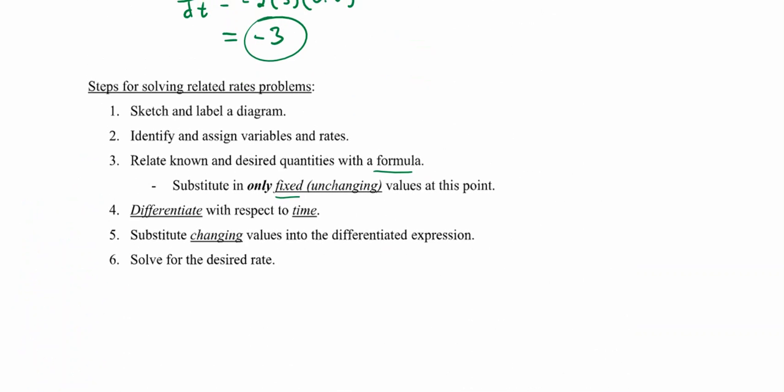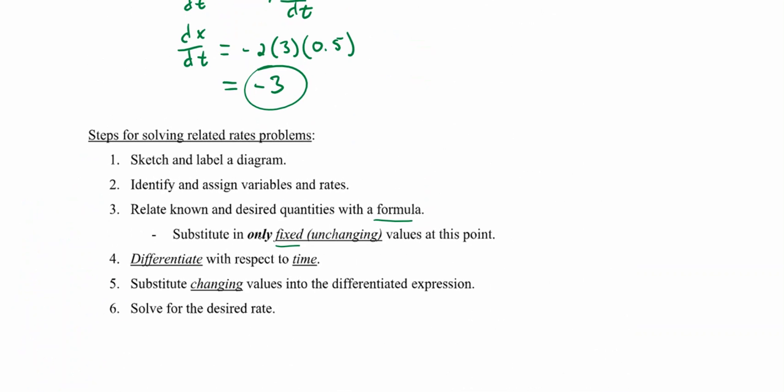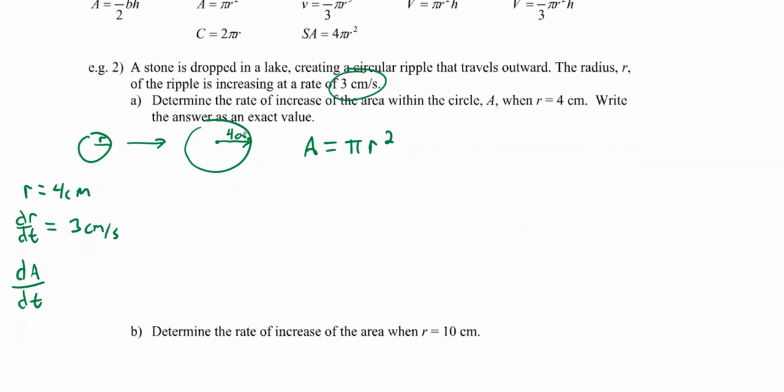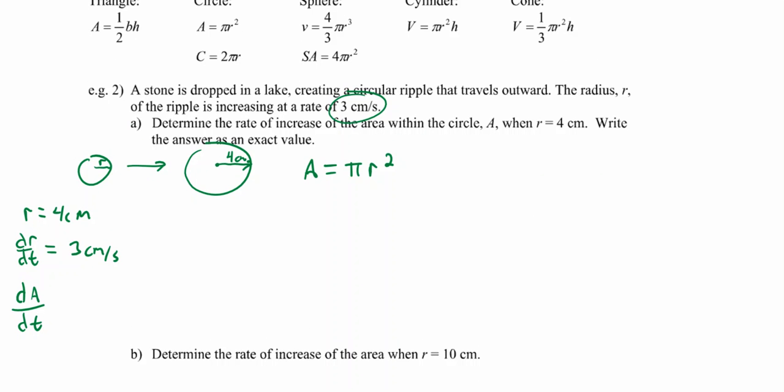This is what it meant when we were saying, substitute in only fixed or unchanging values at this point, right? That R value, as time is going by, started out small and then was getting bigger and bigger. That R is a changing value, right? Well, the 3 isn't changing, but I don't even have this in the equation yet. How can I derive an equation where I can put 3 into it?